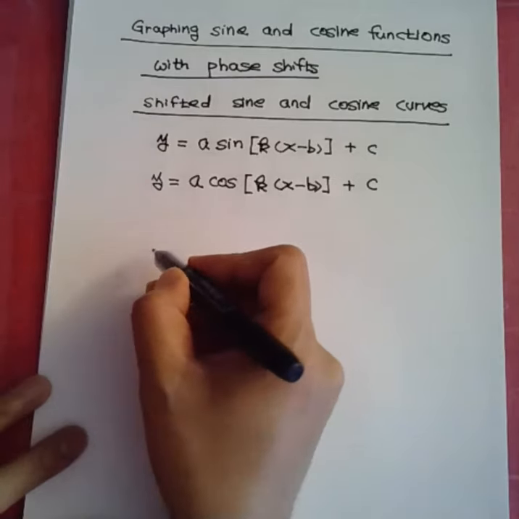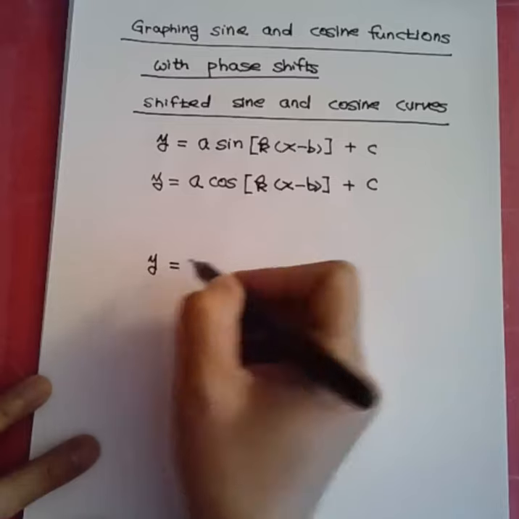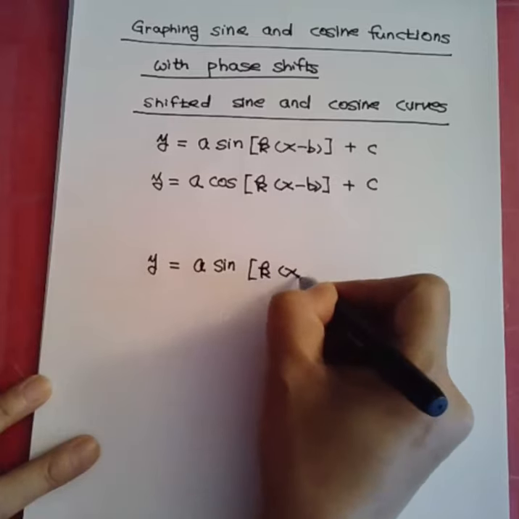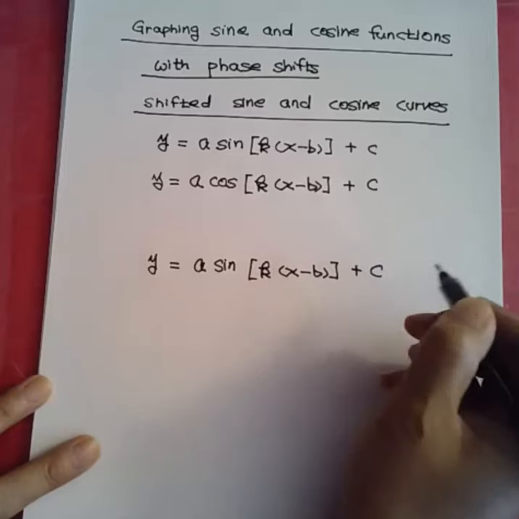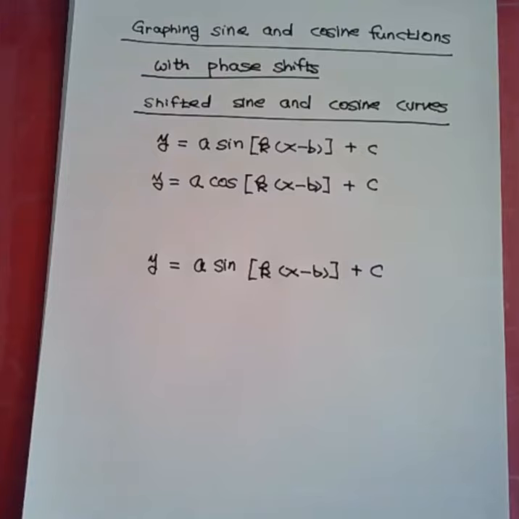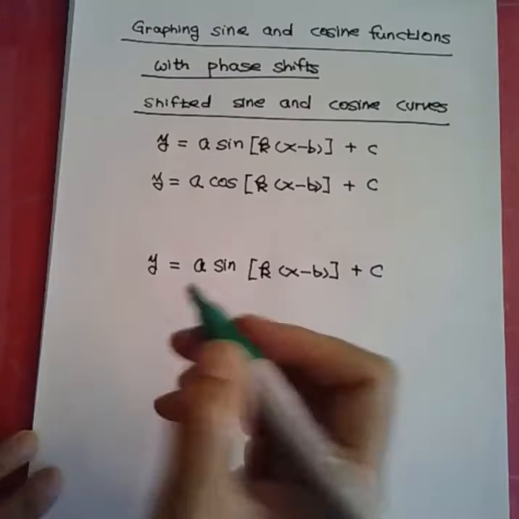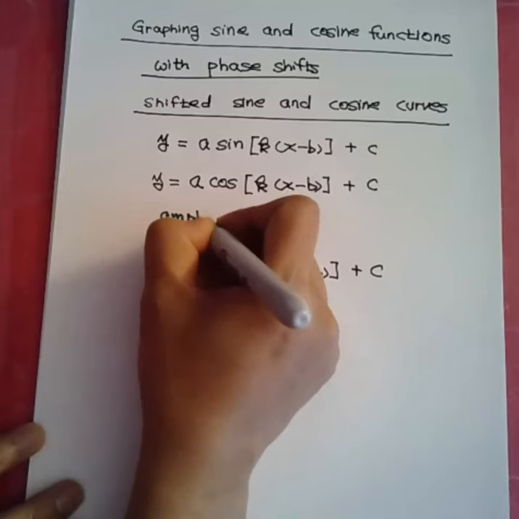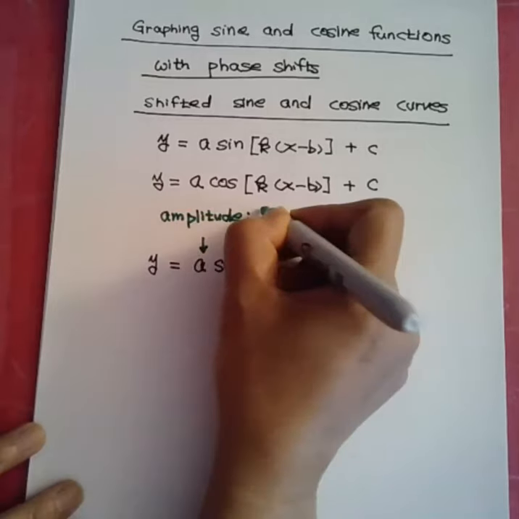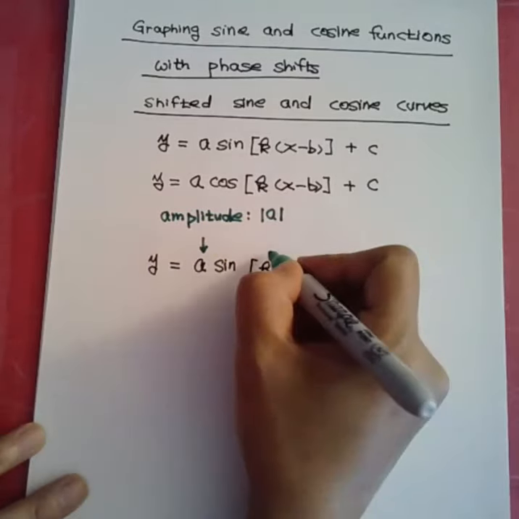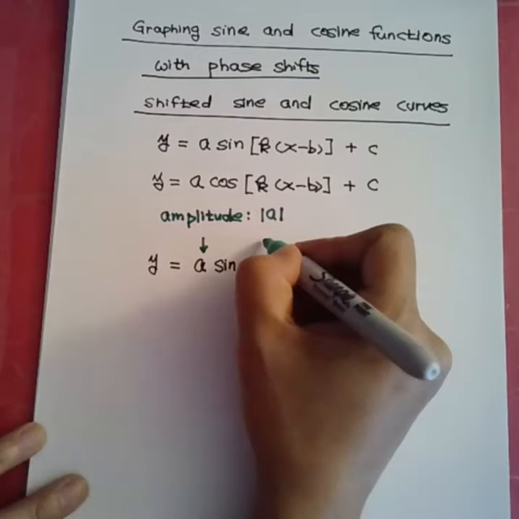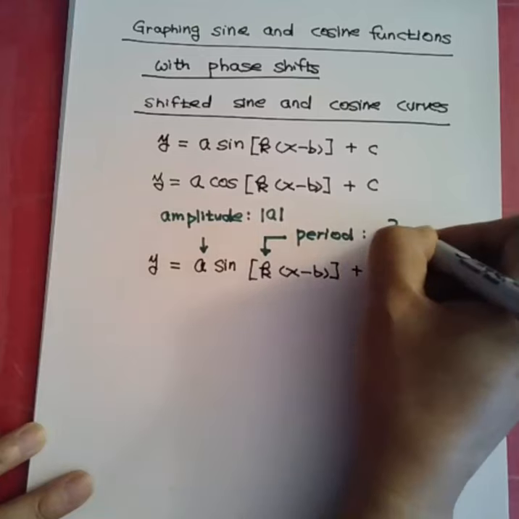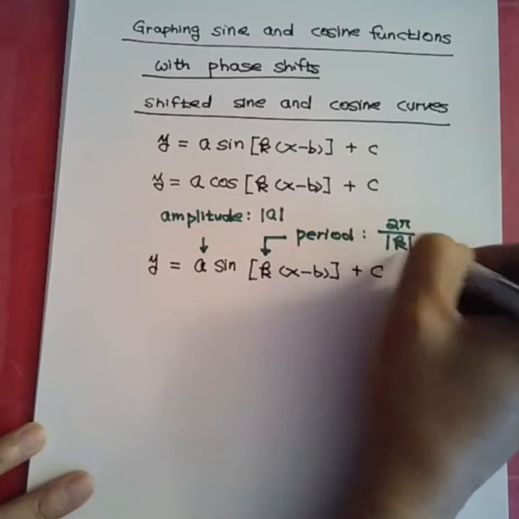Let's analyze each component. Let's look at y equals a times sine of k times x minus b plus c. As we know, a is related to amplitude. Amplitude was absolute value of a, and this k, which is multiplied directly to x, determines the period. Period was 2 pi divided by absolute value of k.